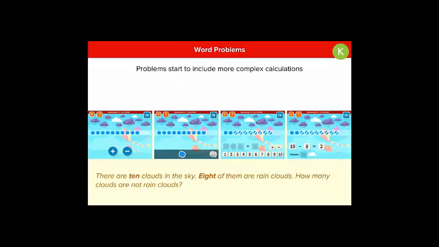So problems start to include more complex calculations. There are 10 clouds in the sky, 8 of them are rain clouds. How many clouds are not rain clouds? This is also an example of a different type of word problem and a different type of model. So you'll see it's the same sequence of questions. Okay, let's paint 10 dots for the 10 clouds. Now do we need to add more dots or paint more tokens or cross them out? This time the student should answer that we cross them out. And the student can click on the tokens to cross them out.